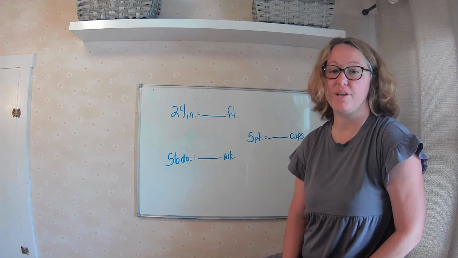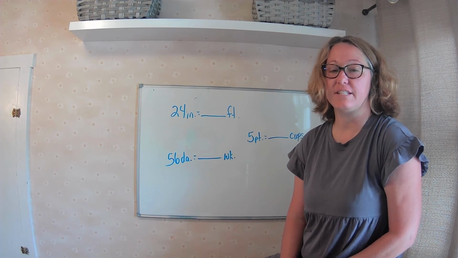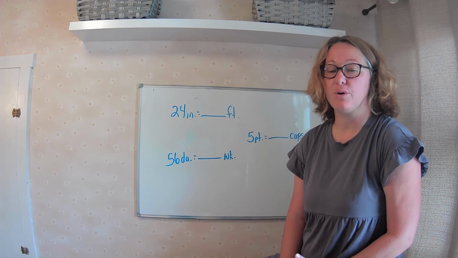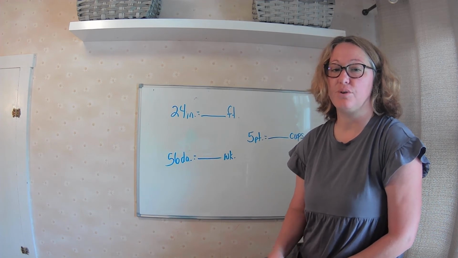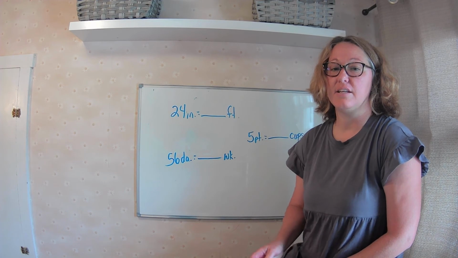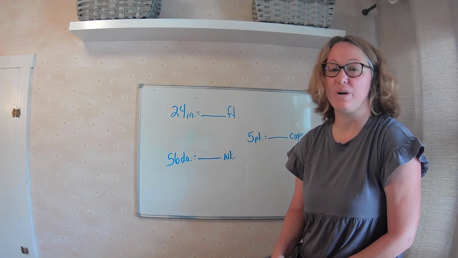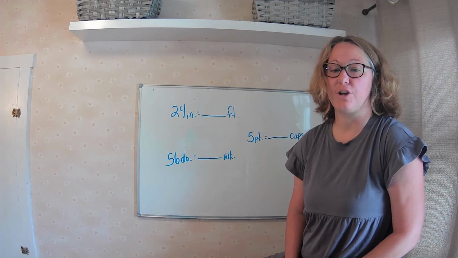We have 12 times 1, 12, 12 times 2 is 24, 12 times 3, 36, 12 times 4, 48, 12 times 5, 60, 12 times 6 is 72, 12 times 7 is 84, 12 times 8 is 96, 12 times 9 is 108, 12 times 10 is 120, 12 times 11 is 132, and 12 times 12 is 144.